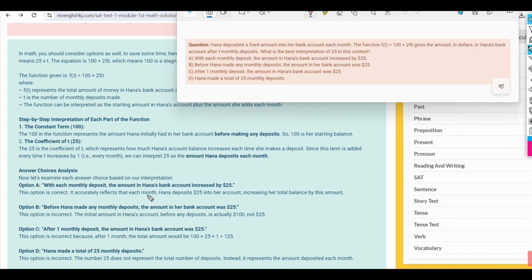Okay. Now let's take a look here. We know option A is correct, so let's look at it later. Let's see the incorrect ones first. Before Hana made any monthly deposit, the amount in her bank account was $25. If you understand this, it is talking about the initial investment. And the initial investment was 100, because it doesn't multiply. It is the value that is constant. Obviously, it is wrong. After one monthly deposit, the amount in Hana's bank account was 25. Obviously, it is not possible, right?